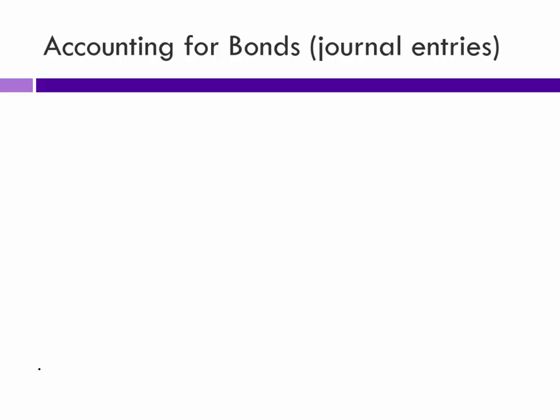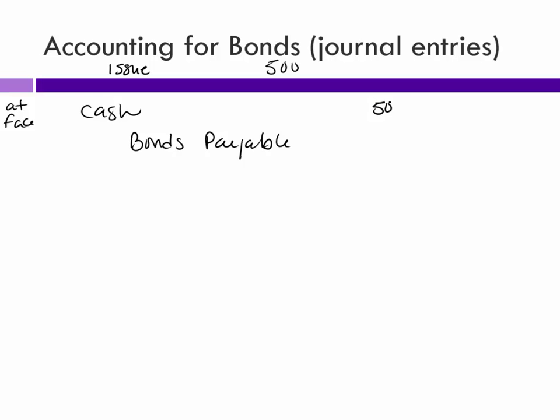So if I issue the bonds, let's do issuing the bonds. Let's make some nice small numbers here. I'm issuing a $500 bond. Okay. If I'm issuing it at face value, I would debit cash, and I would credit bonds payable. That's the liability, that's the money I owe for $500.